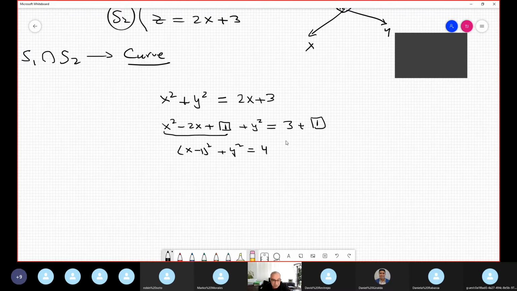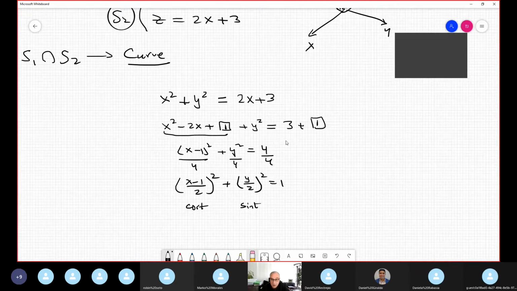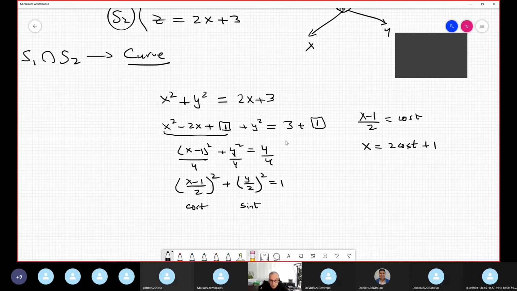Nice. So this is a circle. It's a circle, yeah. If you want to express the circle in standard form, you divide everything by 4. So (x minus 1) over 2, squared, plus (y over 2) squared equals 1. And you define this like a cosine, and you define this like a sine. So my parametric equations: (x minus 1) over 2 is cosine t. Therefore, x is equal to 2 cosine t plus 1. Likewise, y over 2 is equal to sine t. Therefore, y is equal to 2 sine t.